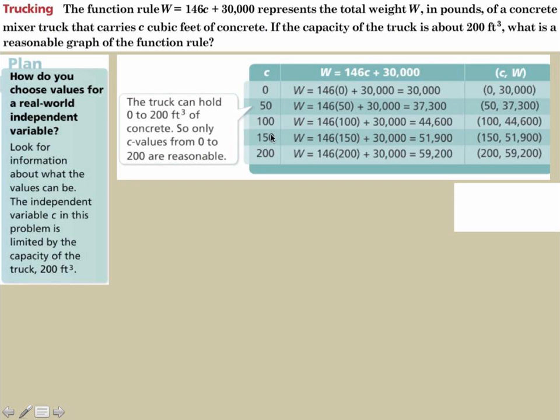And then all I did is I took those numbers and plugged them in for C, and I saw what I would get. If I took 0 and plugged it in, 146 times 0 plus 30,000 is 30,000. So 0, comma 30,000. Same thing happens if you plug 50 in. 146 times 50 plus 30,000 is 37.3. If I take 100 and plug it in, etc. 150 plug it in, 200 plug it in.